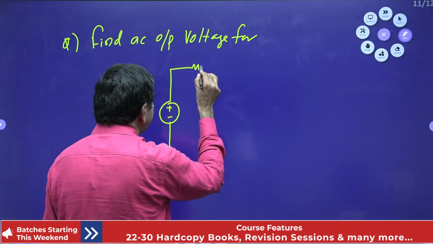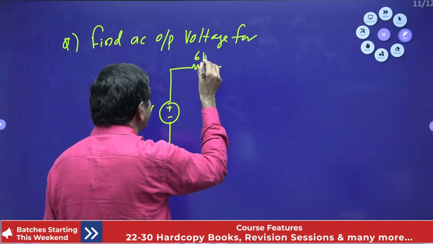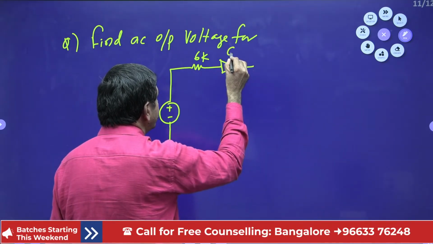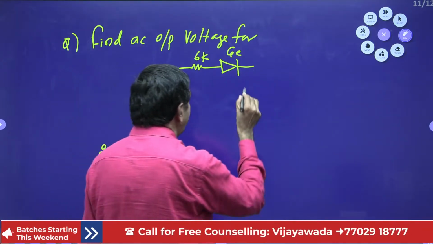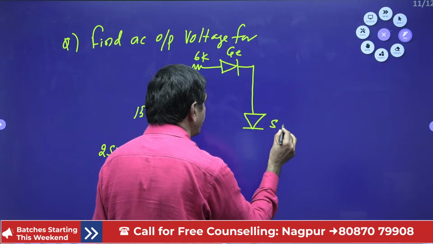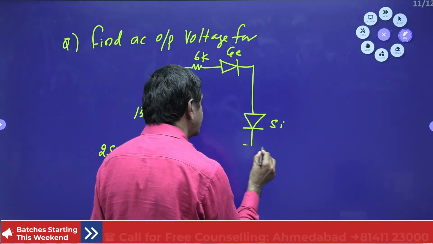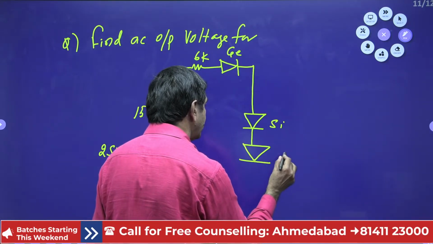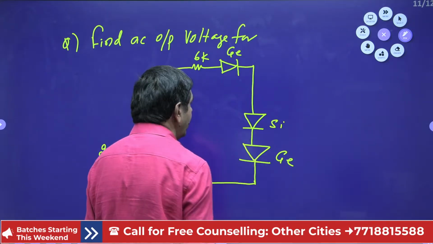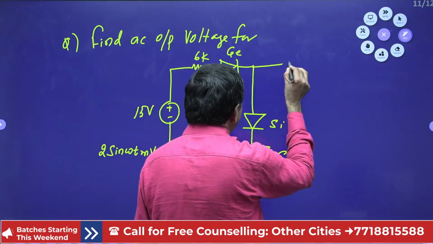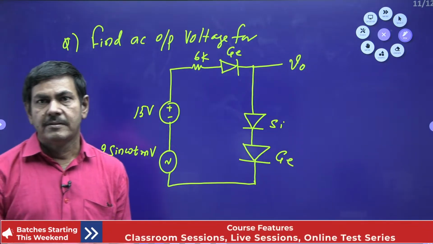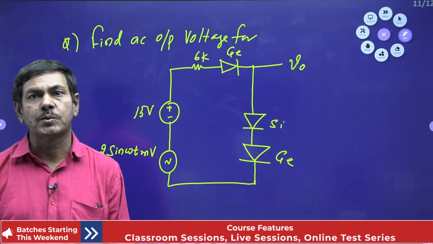This is connected with 6K. Here one diode is connected. The diode is made up of germanium. And this side it is connected with 2 silicon diodes. One silicon, one germanium, we can also put. In such a way I connected. I am asking to measure the AC output voltage for this. V naught is required. Make an effort to get the solution of this question.